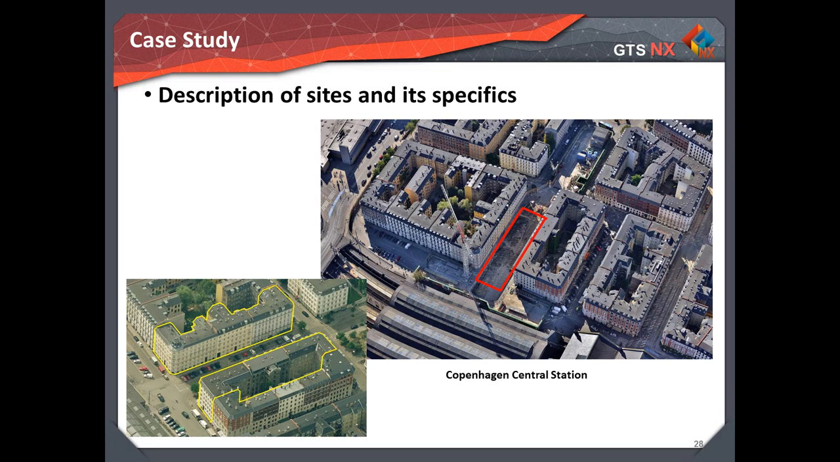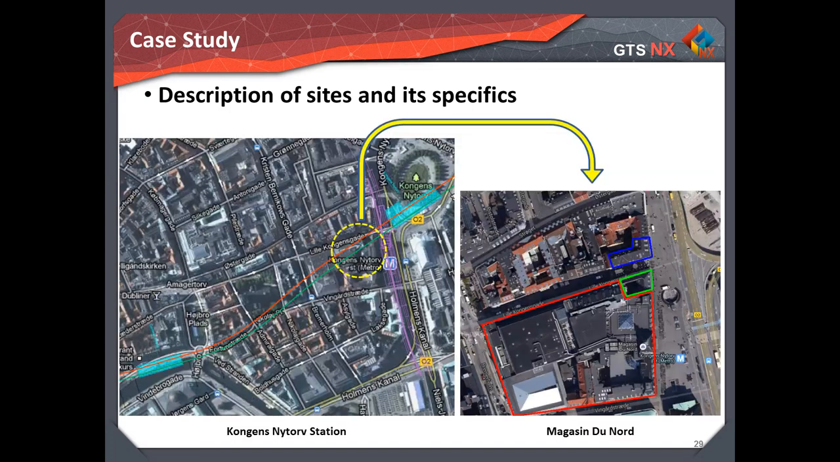Some characteristics: secant piles 28 meters long and 1 meter in diameter. Bottom-up construction with immediate execution of the cover slab and temporary structure. Shaft surrounded by 5-story masonry buildings at a distance of approximately 2 meters. And this slide shows the description of sites and specifics.